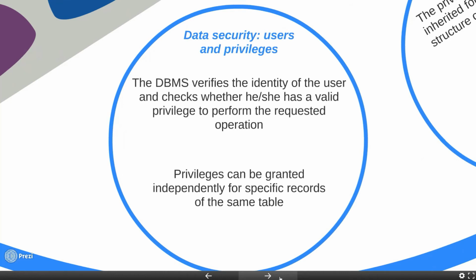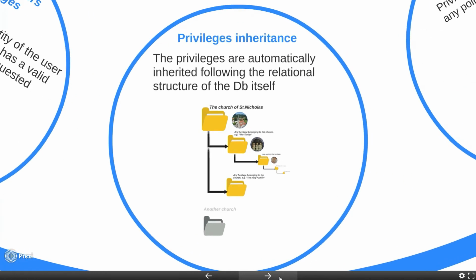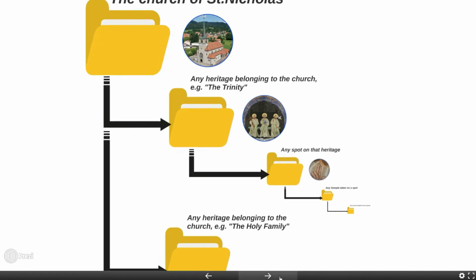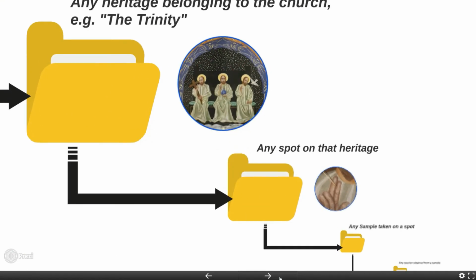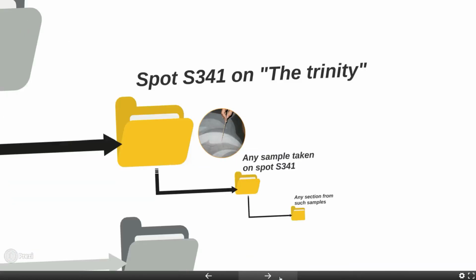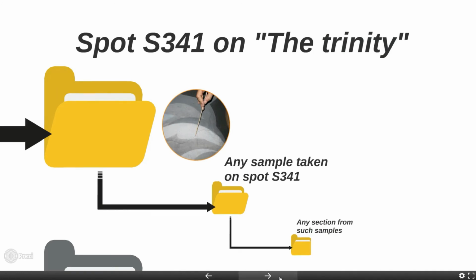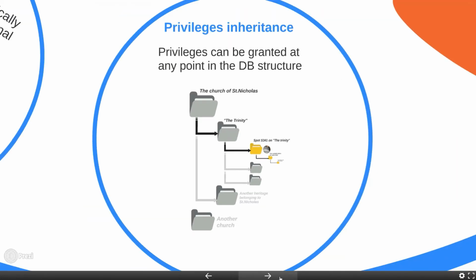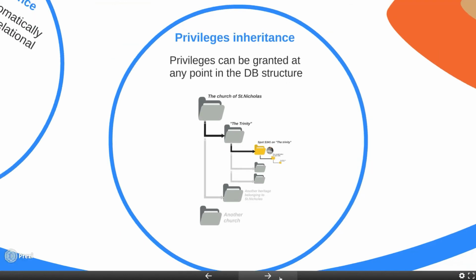It is possible to grant different privileges for each single record of the same table. Privileges granted on a parent record are inherited for child records. As an example, someone who is authorized to modify an entity will be able to modify anything that derives from it. Privileges can be granted on any node of the hierarchical structure, thus making it possible to let someone work safely only on specific areas.